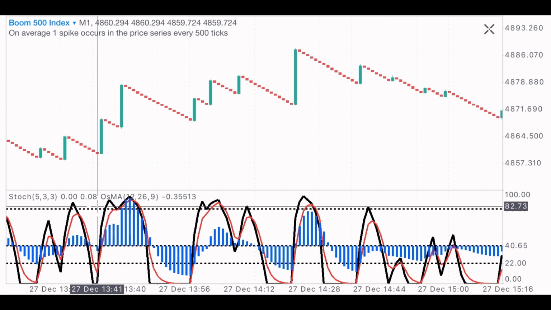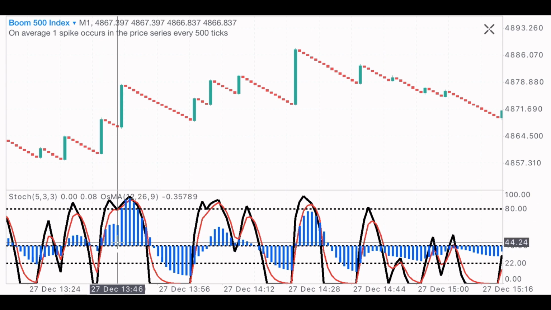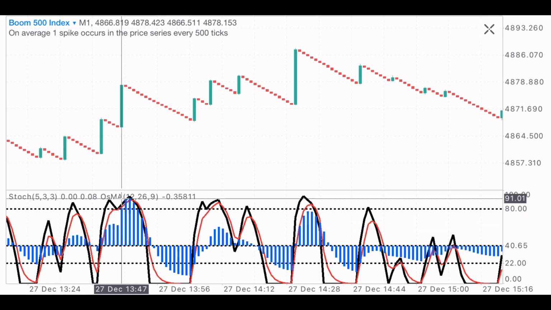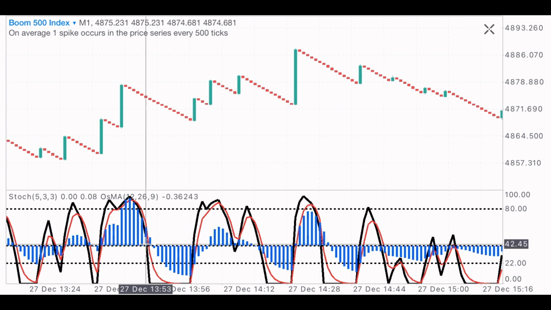It was outside the red line when the spike occurred at this point. So inside, after the spike, you place a sell. Then you exit when it has crossed the black line. You take your profit, then you place a sell again.